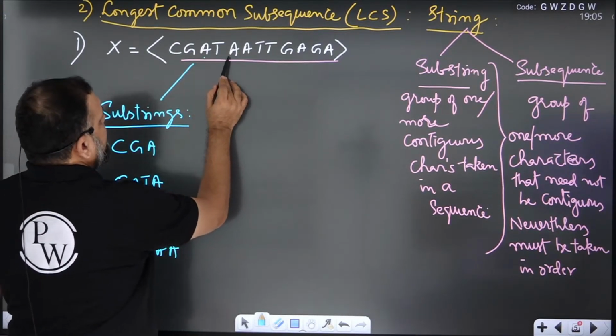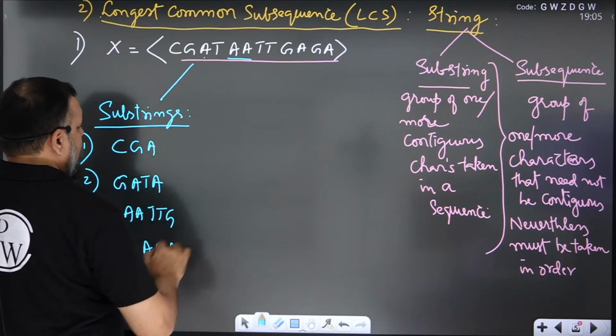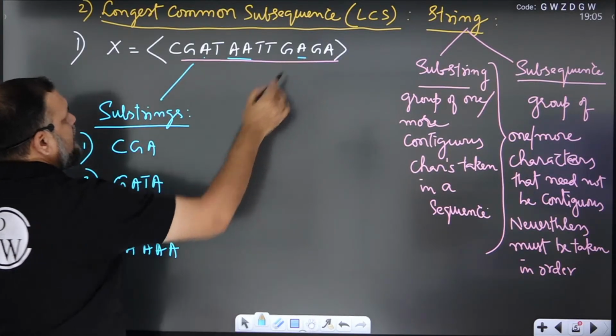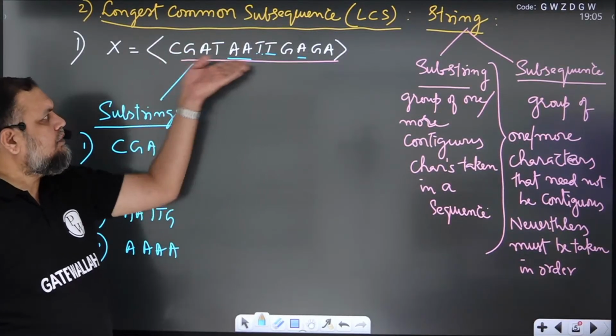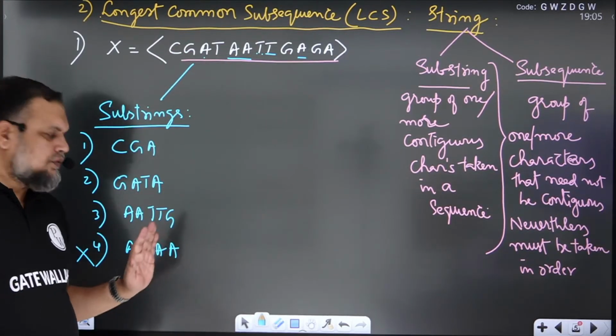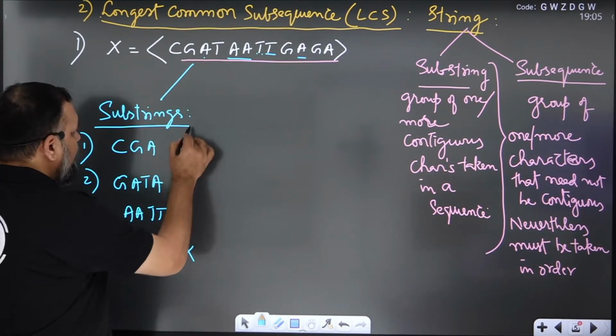I am taking perhaps this A double A, and then maybe another A here. So therefore this cannot be a substring. I don't have 4 contiguous A, that is what I am saying. So therefore this is not a substring.